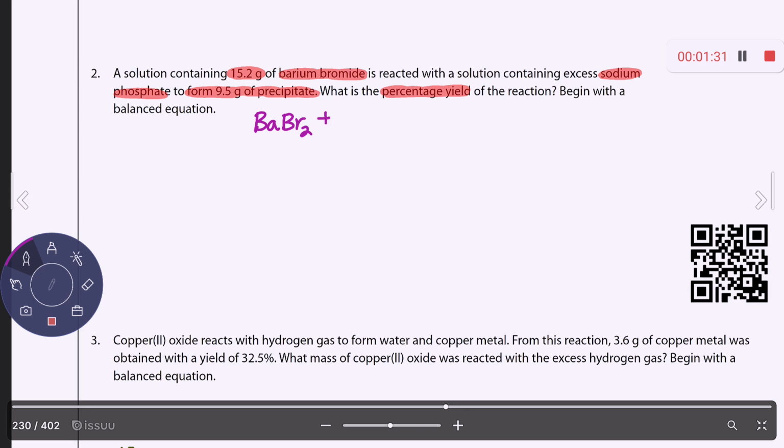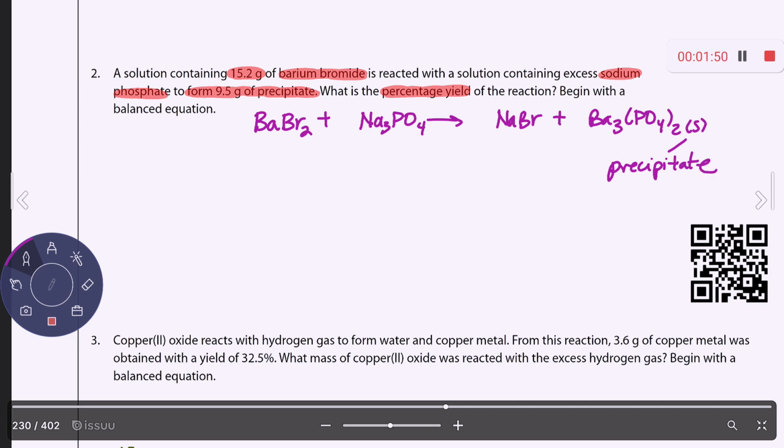BaBr2, and it's combining with Na3PO4. Double replacement reaction, you're going to form NaBr and Ba3(PO4)2, and this is my precipitate. And then to balance it, you're going to need, I think, a 3 here, a 2, and then a 6. There we go. Okay.